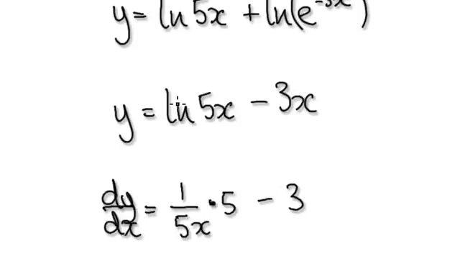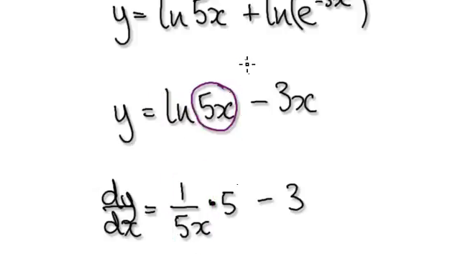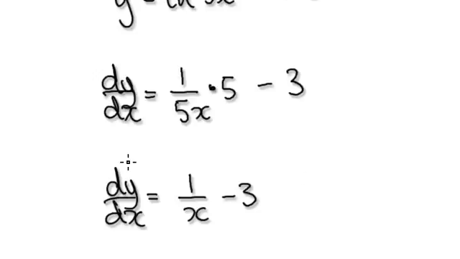Then differentiate it now. Differentiating this will give you 1 over 5x, and then because this bubble here is a function of x, you've got to differentiate the bubble itself, giving you 5 here. Differentiate this, it's just a 3, and then that will give you this.